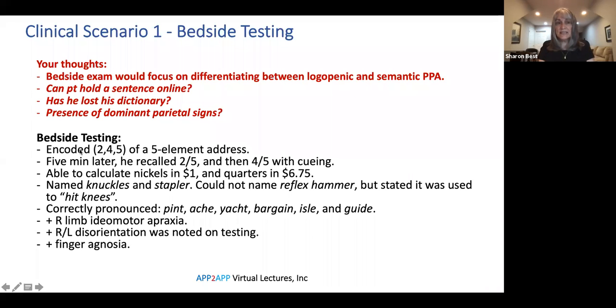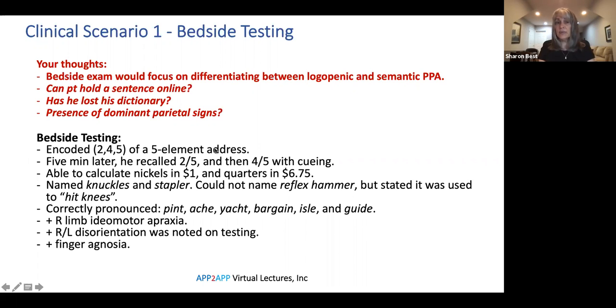So in the bedside testing, he encoded 2 the first time we gave him the 5-element sentence, 4 the second, and 5 the third. So we had trouble encoding it and trouble with that phonological loop. 5 minutes later, he recalled only 2 of 5, and when we cued him, he had only 4 of 5.